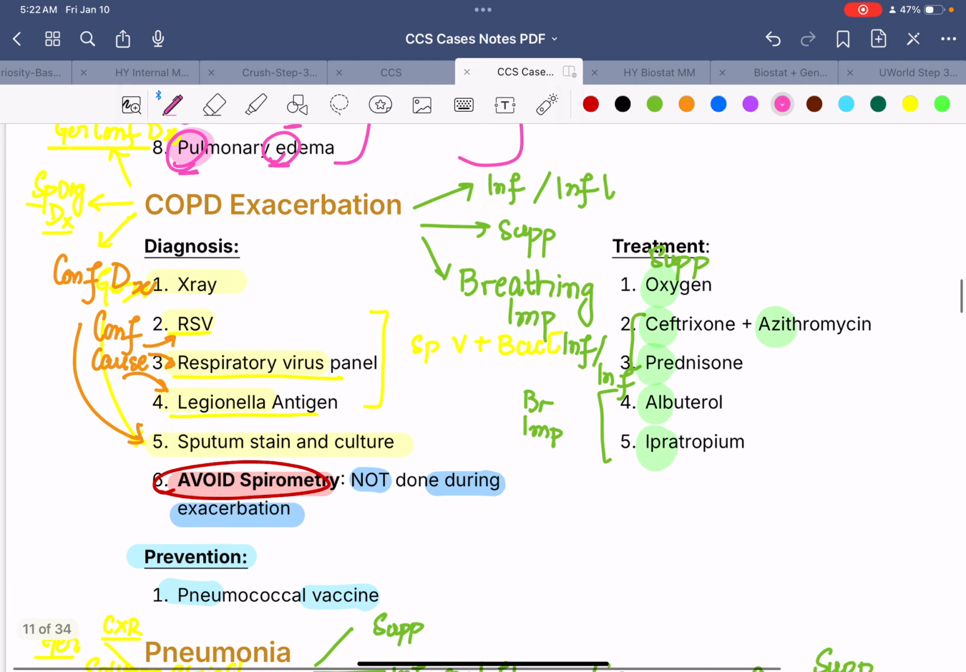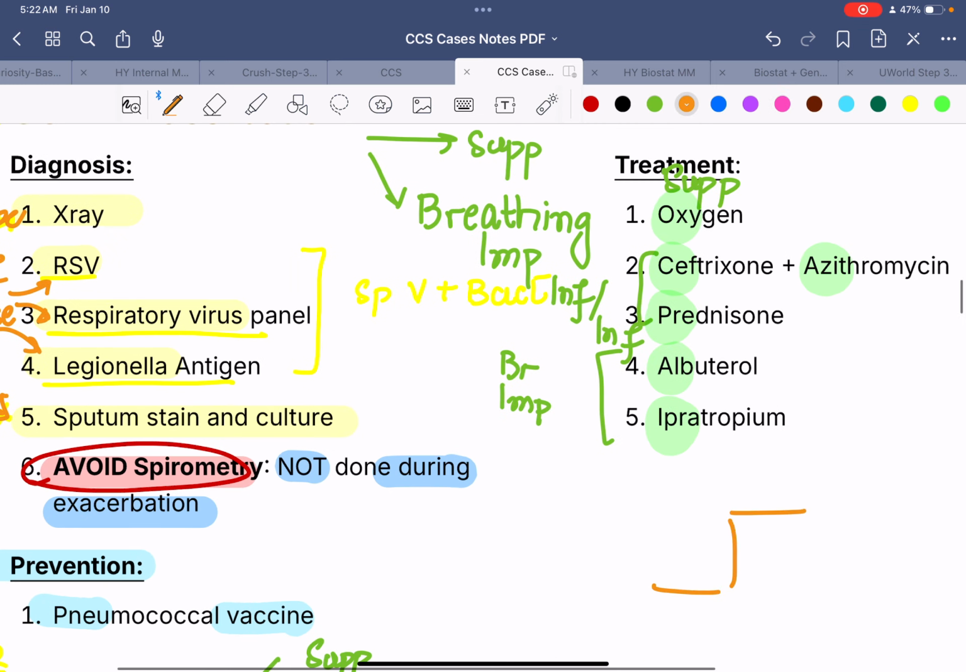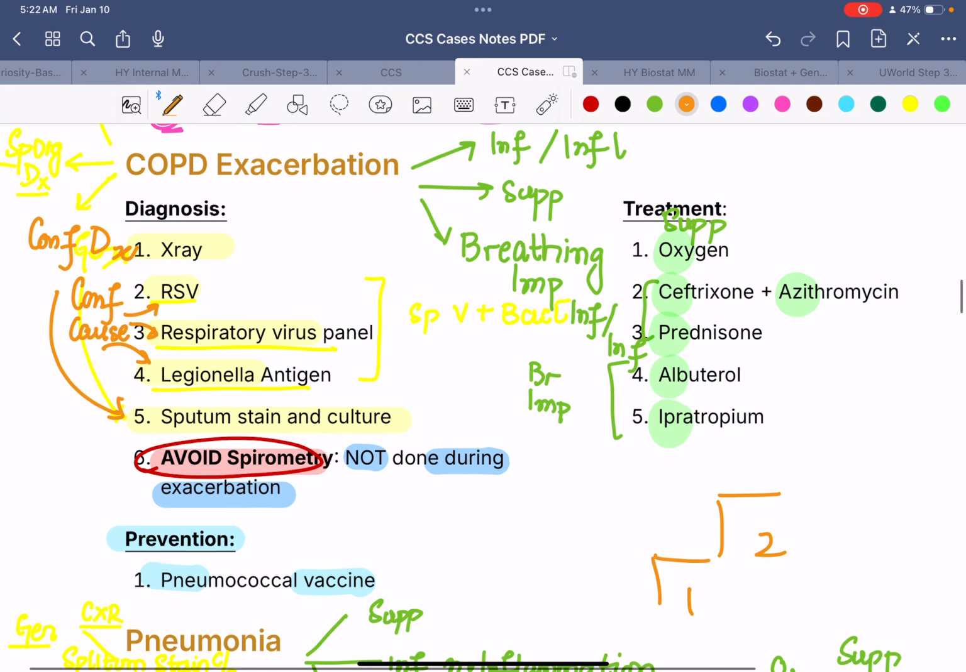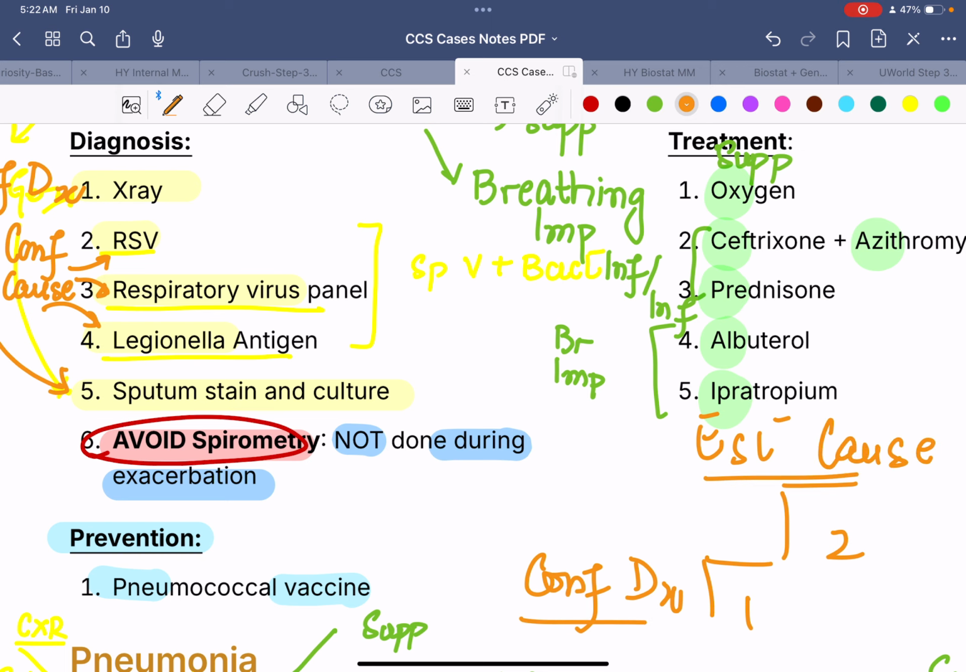Now let's go through these cases one by one and see what our goals for diagnosis are and what our goals for treatment are. So beginning with the COPD exacerbation, we can divide it into a step ladder pattern of two main things that we have to do in the diagnosis. First of all, we have to confirm the diagnosis, and after the confirmation of the diagnosis, we have to establish the cause, that is, what is the particular virus or bacteria that is involved in causing this particular exacerbation.